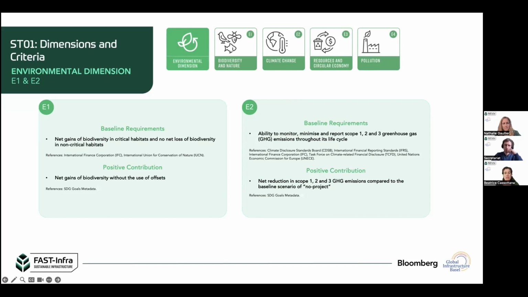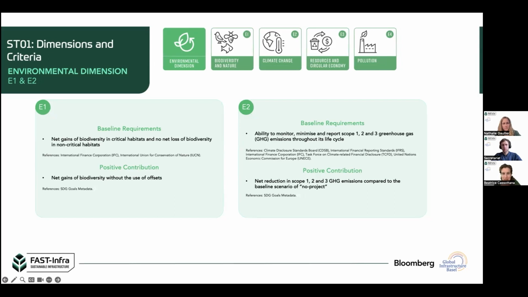In the positive contribution, we ask projects to achieve net gains of biodiversity independently of whether they are in a critical or non-critical habitat. For E2, climate change, in the baseline requirement, we ask projects to monitor and reduce their scope 1, 2, and 3 emissions. In the positive contribution, we bring it one step further, and we ask the project not only to minimize and reduce these emissions, but also to avoid emissions compared to the baseline scenario in which the project wouldn't exist.